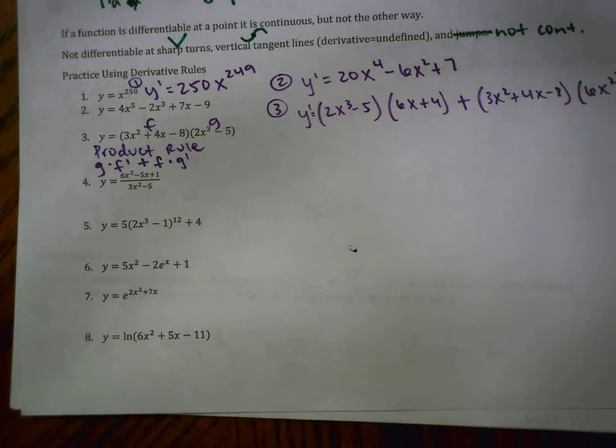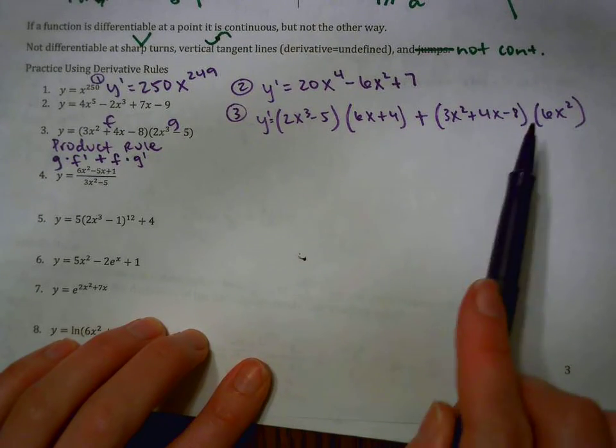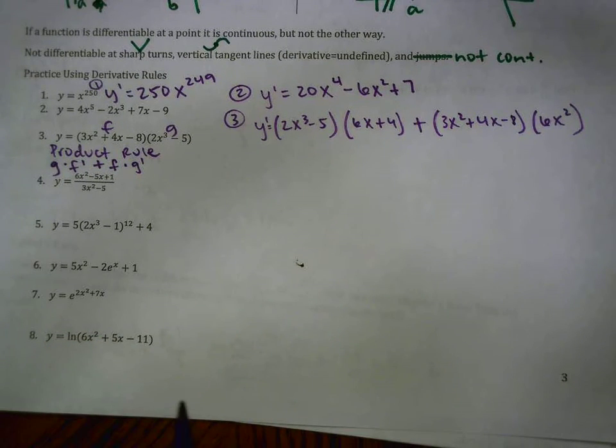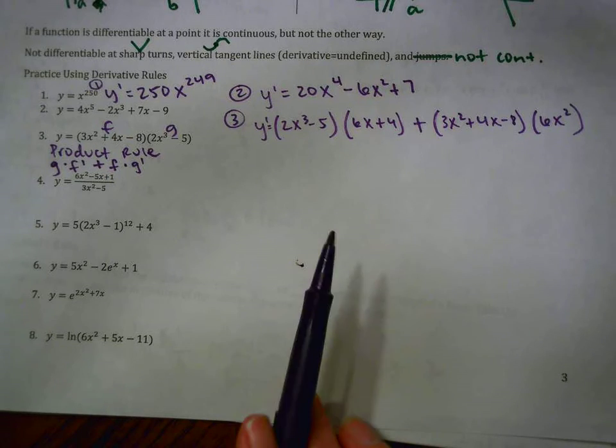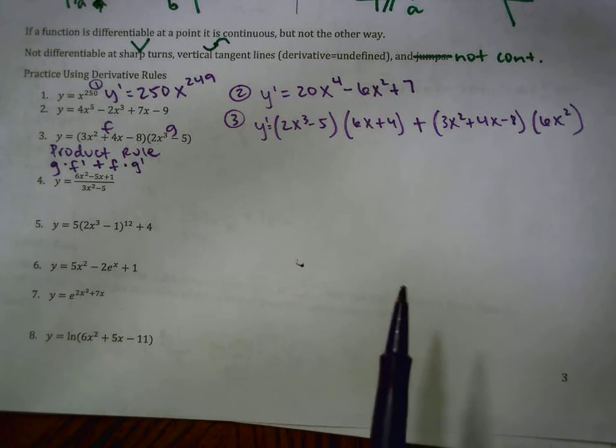And now you could clean this up if you needed to, right? We could FOIL this out, distribute this term to all three terms, and then add and combine all like terms. To save time, I'm not going to do that. If you did it and you want to check it, let me know.